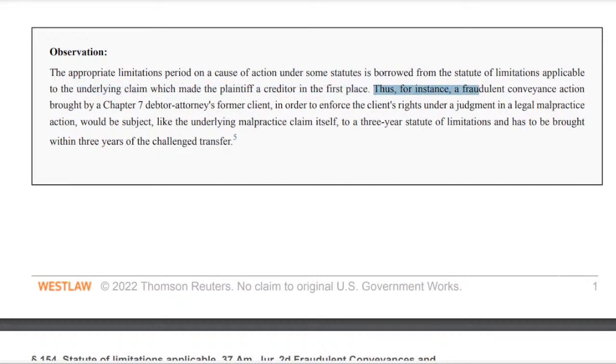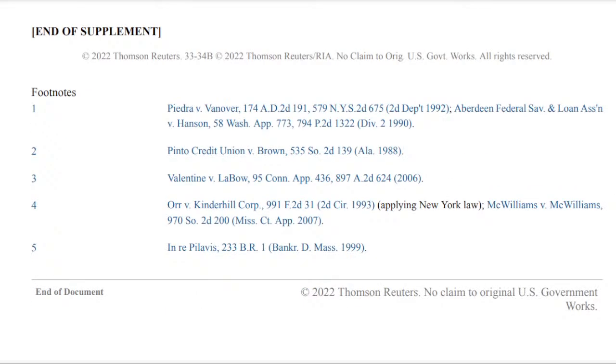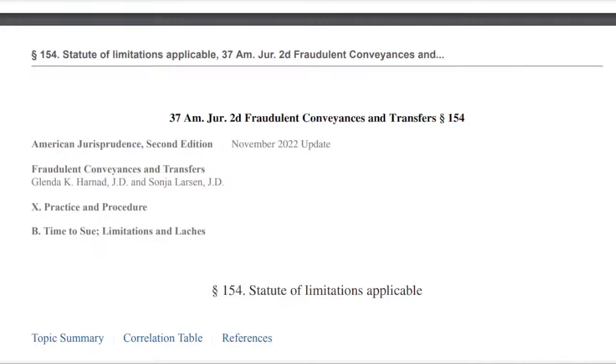Thus, for instance, a fraudulent conveyance action brought by a Chapter 7 debtor attorney's former client in order to enforce the client's rights under a judgment in a legal malpractice action would be subject, like the underlying malpractice claim itself, to a 3-year statute of limitations. Oh, wow, and has to be brought within 3 years of the challenged transfer. Interesting there. And I think we went over 152 on the last one.